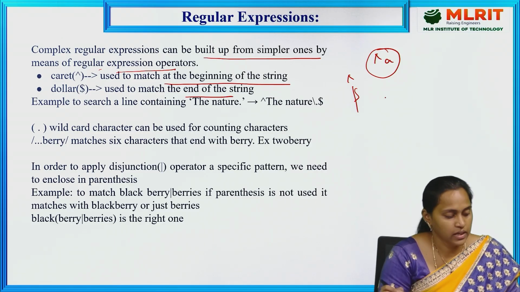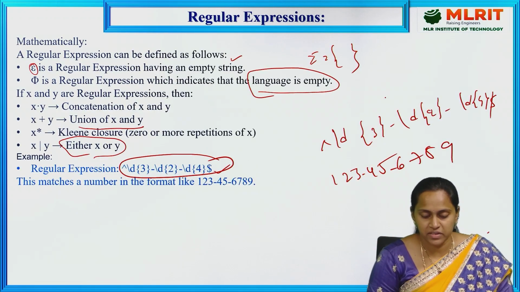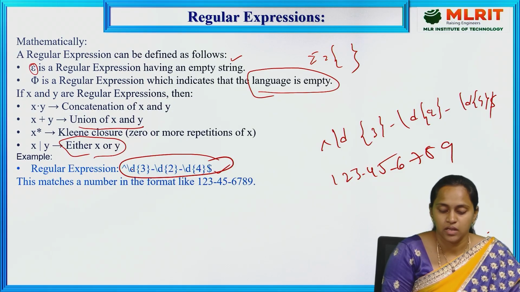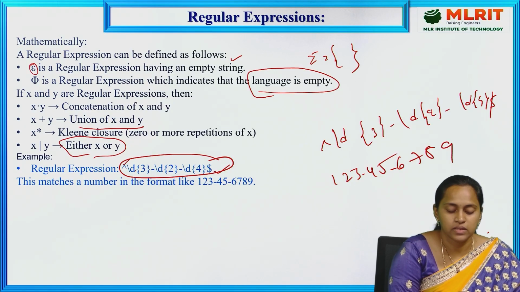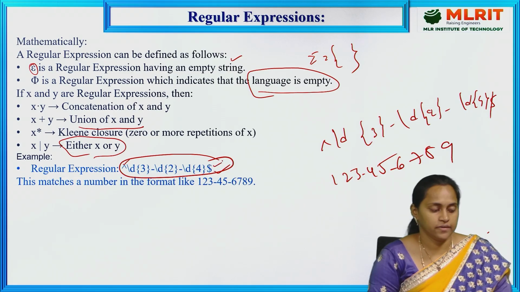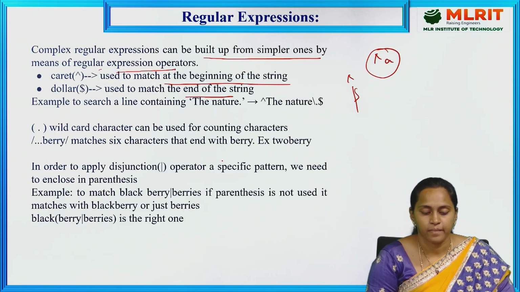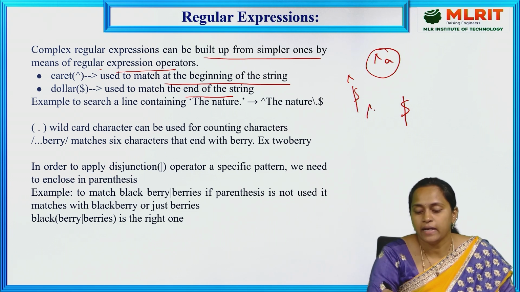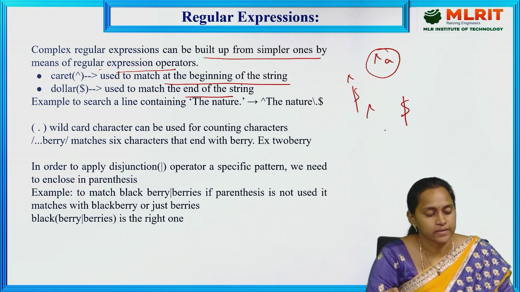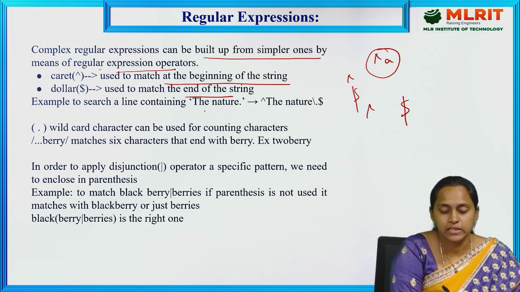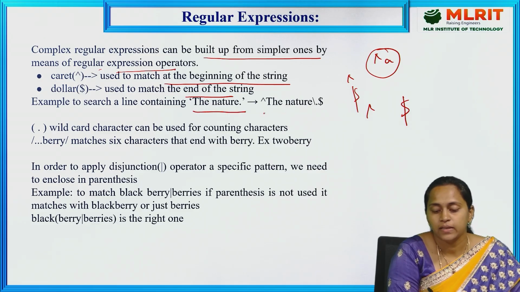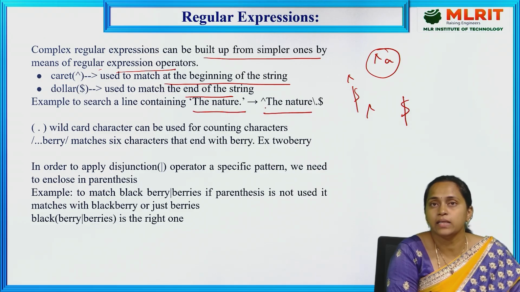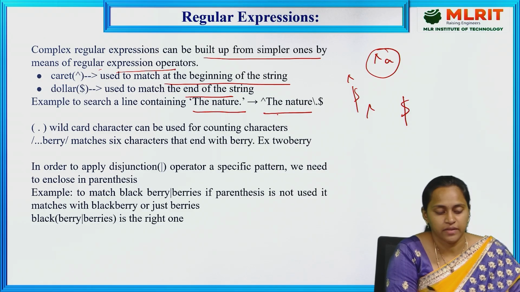Let's see the example. Whenever we are writing the first example, right? See this. This is a caret symbol. This is the end of the D, and S dollar is the end of the string. Dollar we can specify as the end of the string. Caret is the starting of the sentence. See the example, the nature. Caret is the start and dollar is the end of the string.